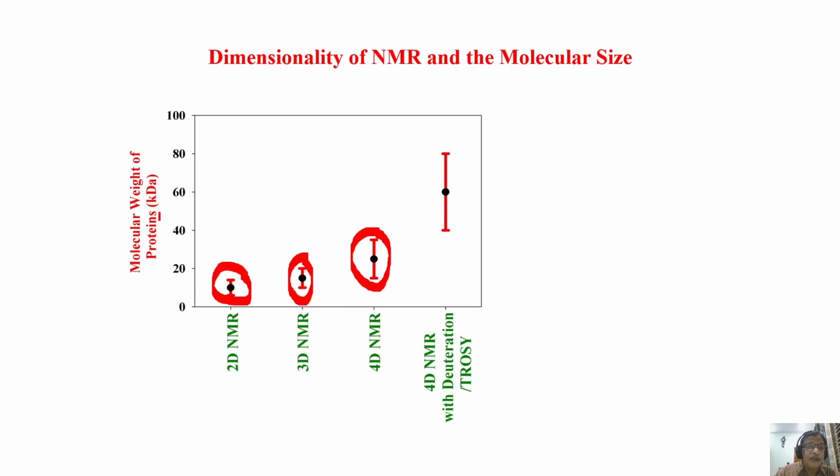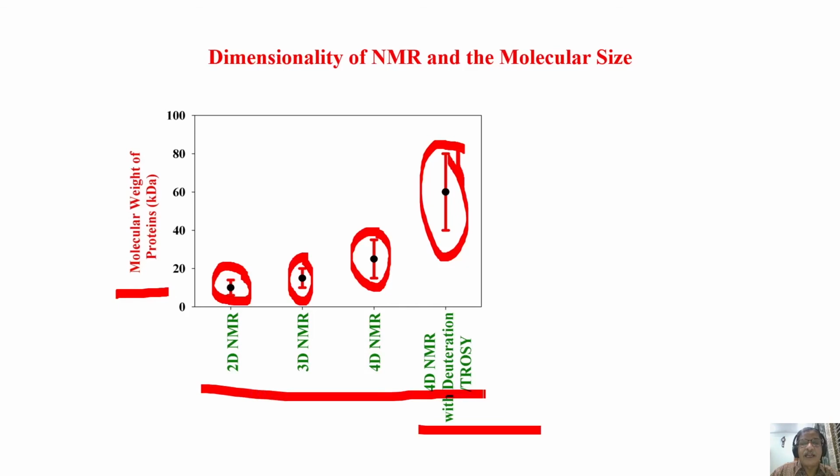And for even bigger molecules, you need 4D NMR plus additional NMR techniques called TROSY, etc. I don't know whether I will have time to talk about TROSY. These are really sophisticated things which I don't think you require for routine analysis. I don't think I have time to cover them in this course. But basically, remember, depending upon the molecular weight, you have to choose the dimensionality.